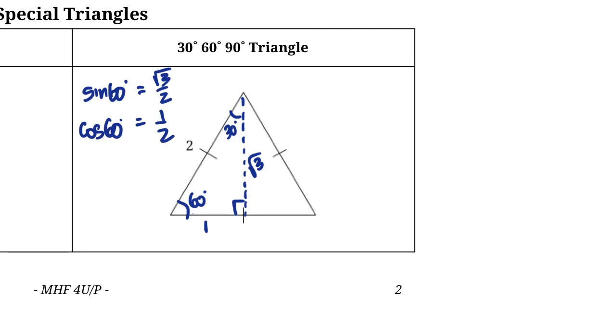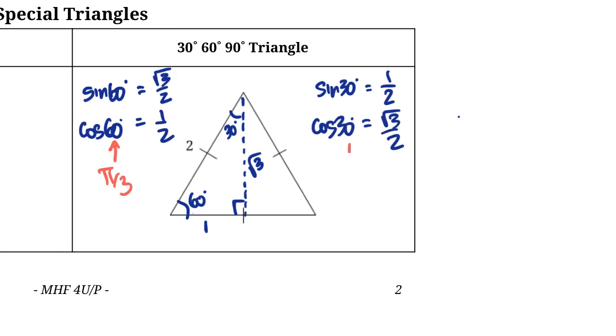And we can do the same thing for the 30 degrees, right? So if we do sine of 30 degrees, we're going to do the opposite of 30, which is 1, and the hypotenuse is 2. And if we do cos of 30 degrees, it's going to be root 3 over 2. Now, of course, we're dealing with radians, so you can easily convert these. We know this is pi by 3, and we know this is pi by 6, right?